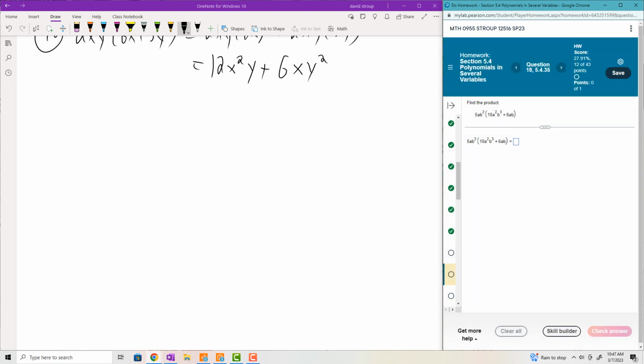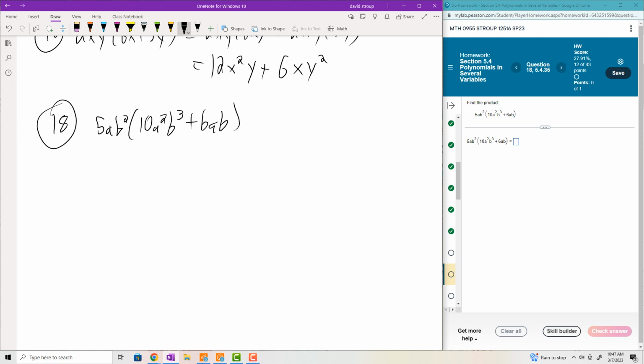Let's try, I guess, 18. So I have 5ab squared times 10a squared b cubed plus 6ab. Let's see if we could just do this without having to write out the monomials. So I'll have 5ab squared times 10a squared b cubed.